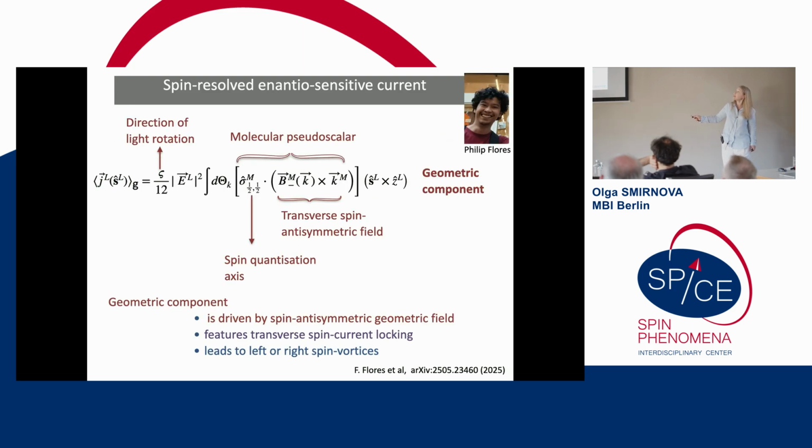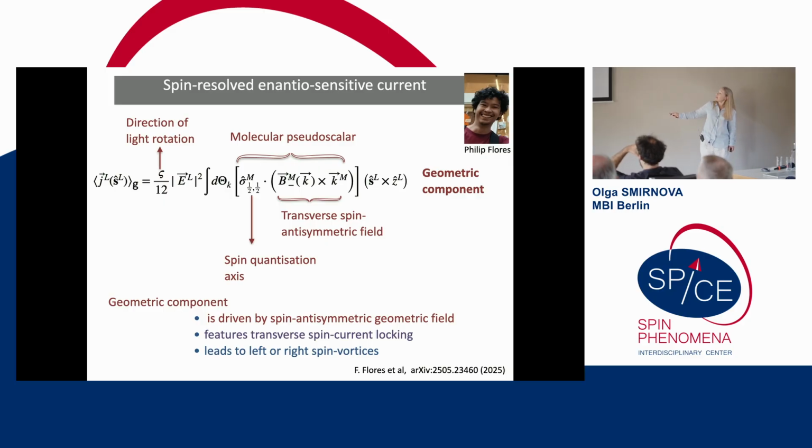Now, the second mechanism is geometric. In this case, first of all, we see that the current is going to be orthogonal to both the direction of the spin detection, the x of the spin detection that you will use in the experiment, and the propagation direction of light. So it's a transverse spin current locking.